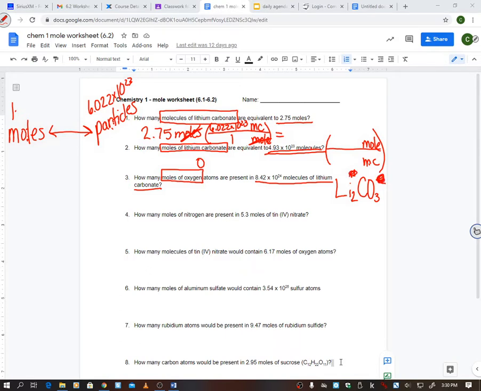So it's crisscrossing these numbers. It is Li2CO3. So you can see where up above on number 2, I asked for moles of lithium carbonate out of that many molecules of lithium carbonate. Well, here I want a piece. I don't want moles of lithium carbonate. I want moles of just oxygen. So I have to first be like, okay, if I'm starting off with 8.42 times 10 to the 24th molecules, how many moles of lithium carbonate is that? So that's my first step. How many moles of lithium carbonate is that going to be? Okay, so I'm going to write this down.